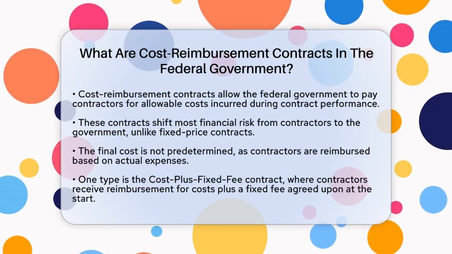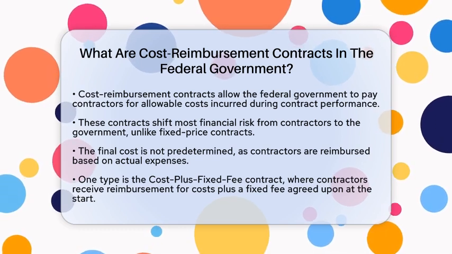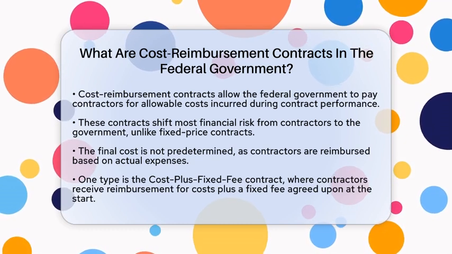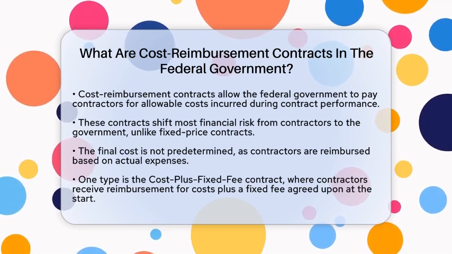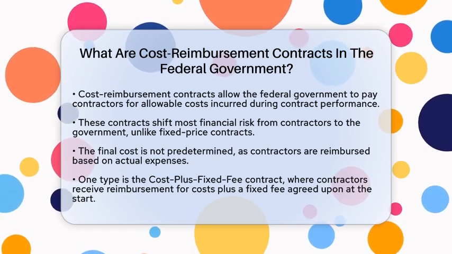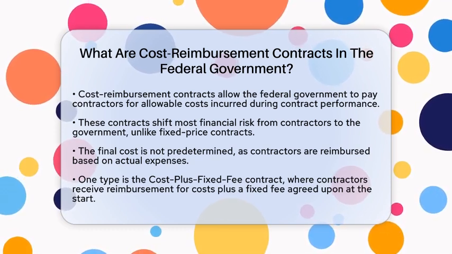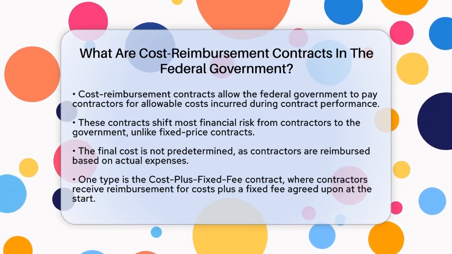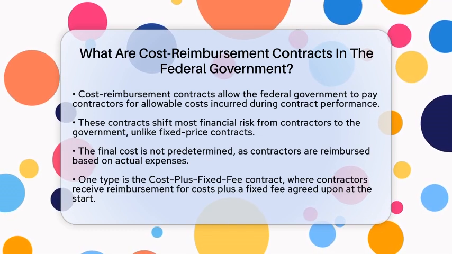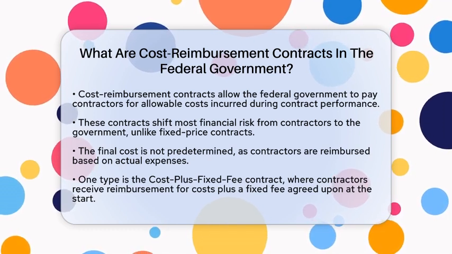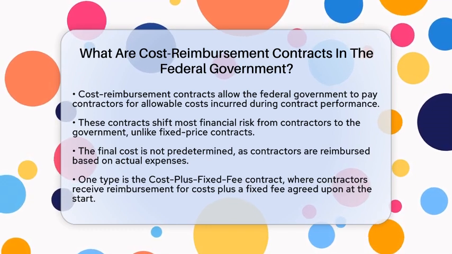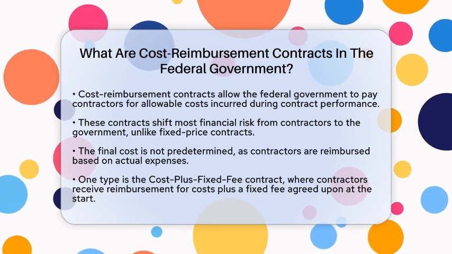This agreement allows the government to pay contractors for all allowable costs they incur while performing the contract, up to a specified limit. Unlike fixed-price contracts, where the contractor takes on the financial risk, cost reimbursement contracts shift most of that risk to the government. This means that the final cost is not set in advance, and the government reimburses contractors as they incur actual costs. There are several types of cost reimbursement contracts used by the federal government.